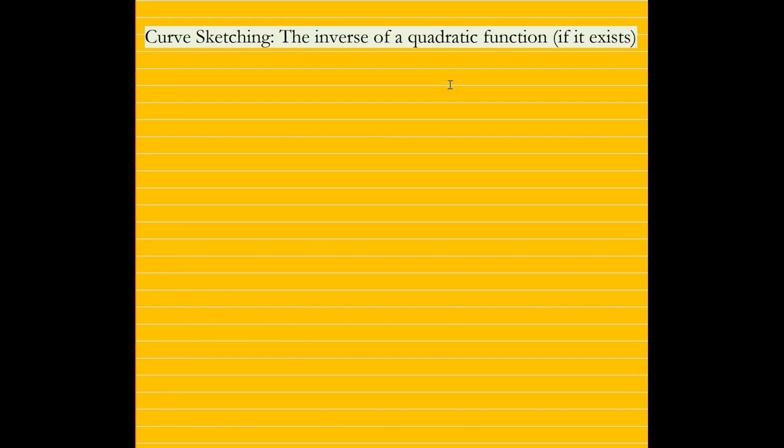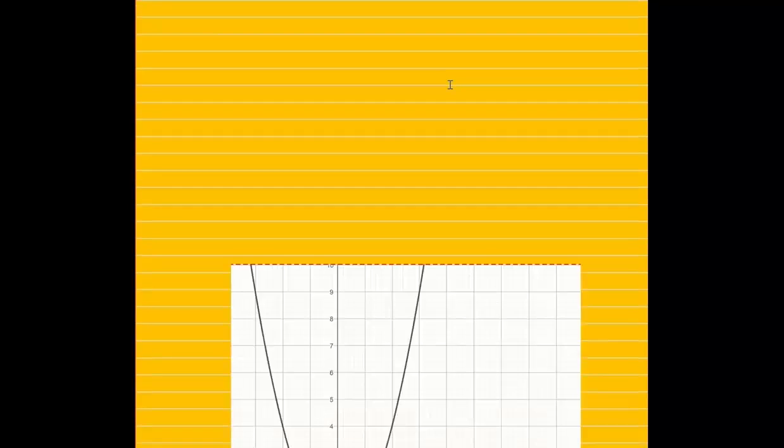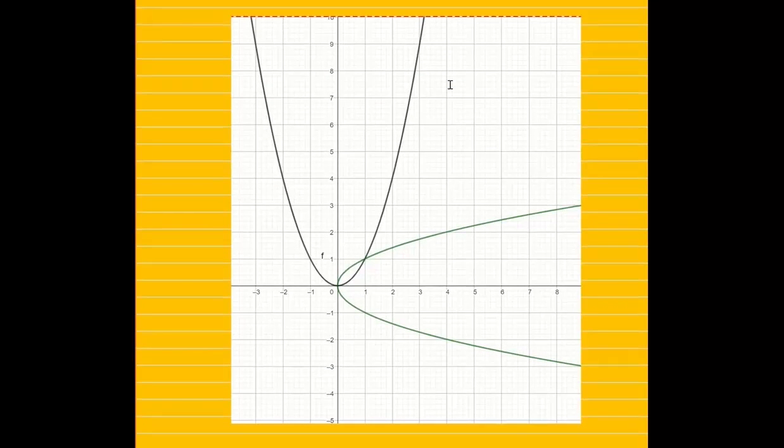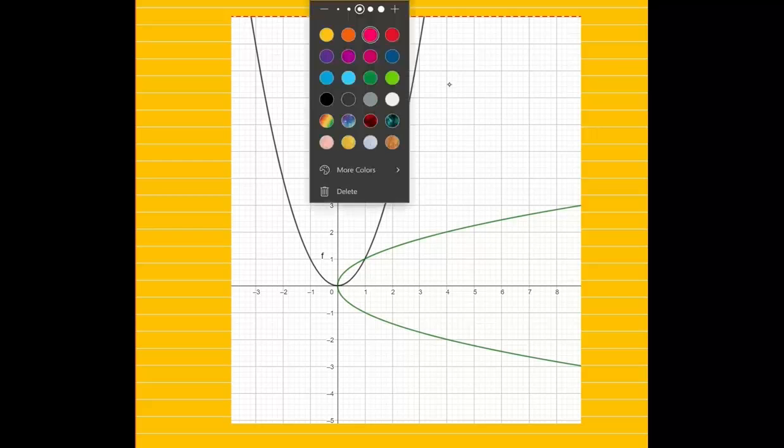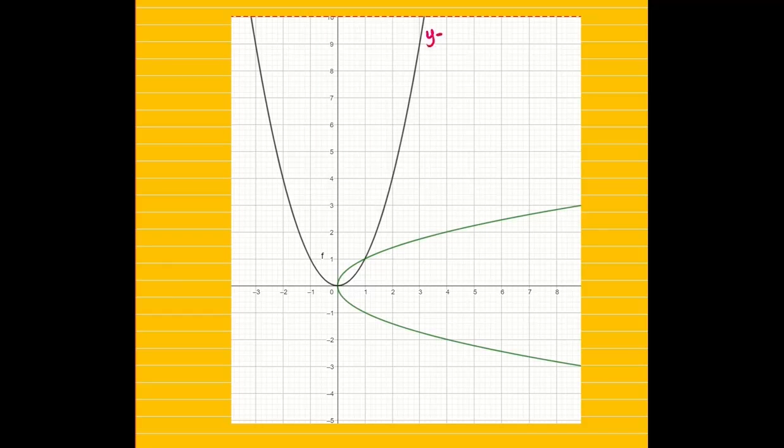Hi, we want to look at curve sketching, and this time around we are concentrating on the inverse of a quadratic function, if it exists. So here's the thing: if we have a quadratic function y equals x squared, I think it's even more proper to say y equals ax squared, provided a is positive.